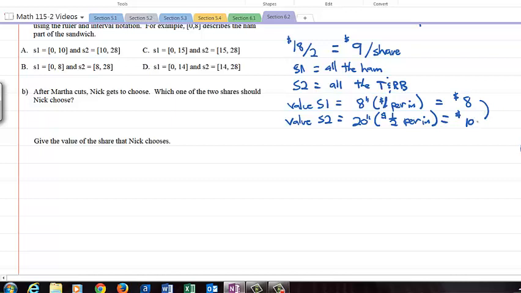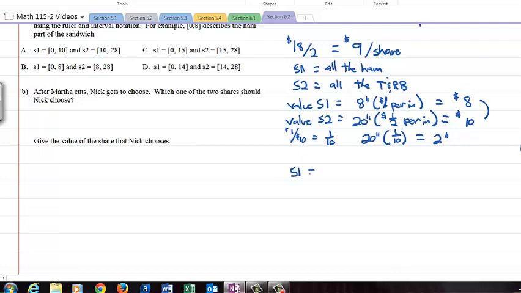Okay, so we're going to have to make an adjustment. We need to take $1 away from the 10 and get it up to 8. Well, what is $1 worth of the second share? $1 out of $10 is 1/10 of the second share. The second share is 20 inches long times 1/10. That's going to give me 2 inches. So I need to take the first 2 inches of the second share and put it onto the first share.